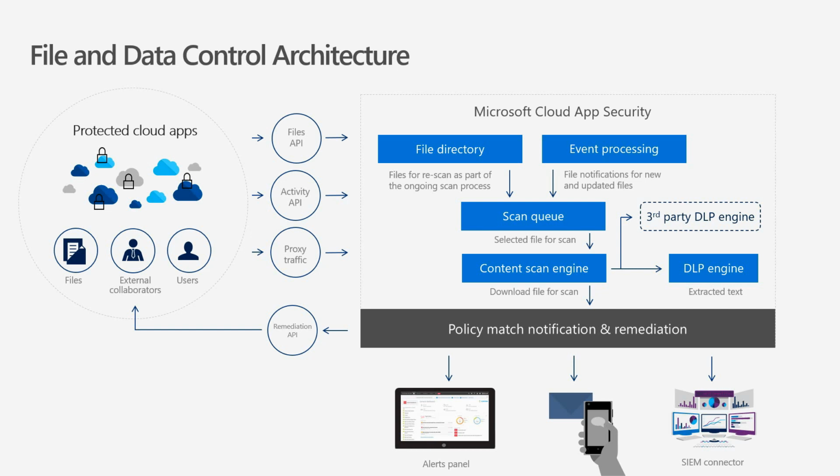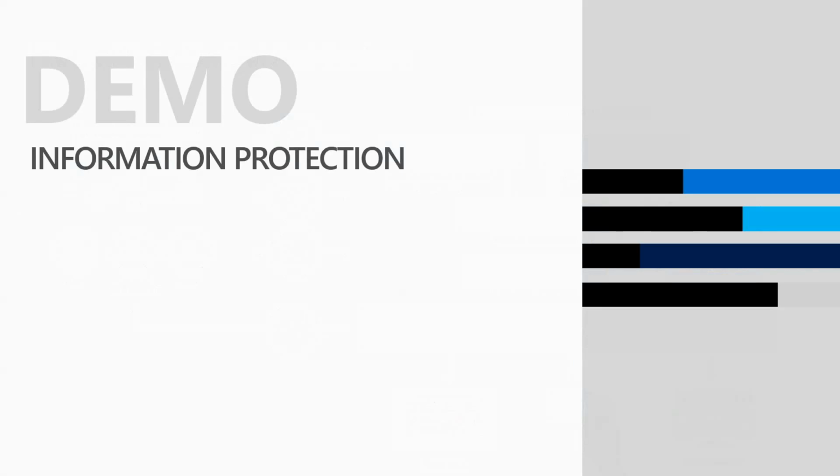After your files have been scanned, we'll be able to gather information such as what the files are, who are the external collaborators and users, and then take the appropriate governance actions when needed. If there is a policy match, you'll see these alerts within MCAS. You could also get a text or email notification, and we can also send these alerts to your SIEM. So now let's get into a demo.